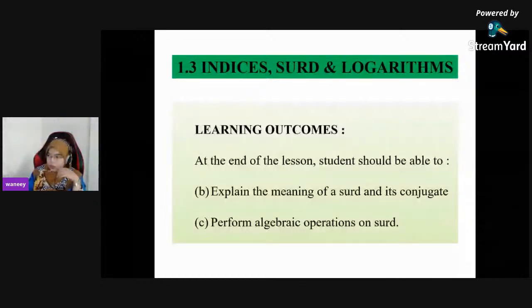Okay, so now let us continue then. Indices, surds and logarithms. Today we are going to learn about surds and logarithms. Firstly, you should be able to explain the meaning of a surd and its conjugate and then perform algebraic operations on surds. So this is only for surds. Later on, we're going to go for logarithms.